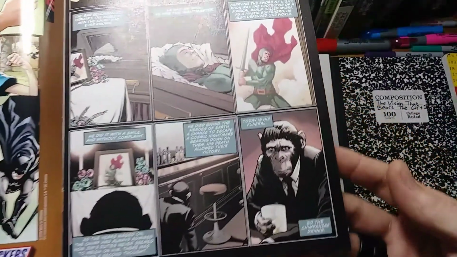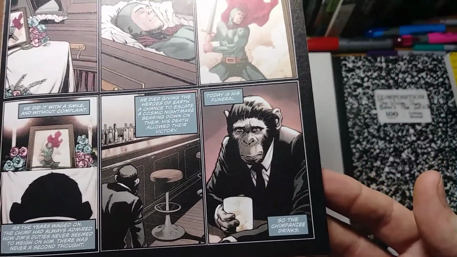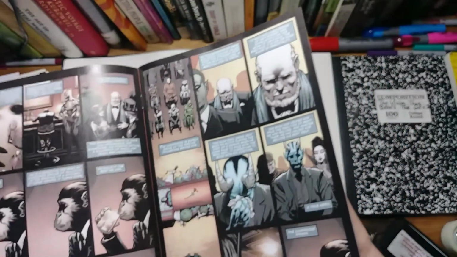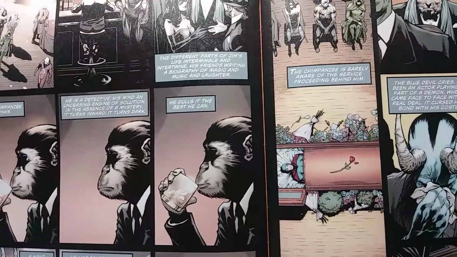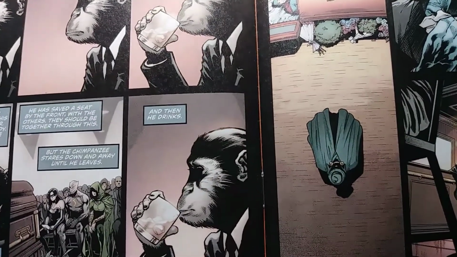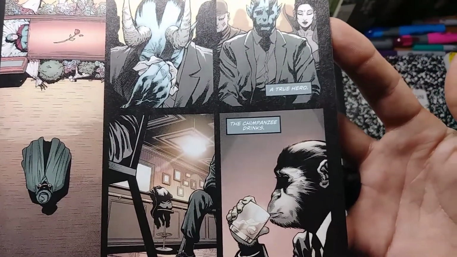And so the chimpanzee drinks. And that's powerful. That's powerful because it's an image that's repeated throughout the book. Consistently, especially in this scene. He dulls it the best he can, and then he drinks. And again, people are consoling him about the death. The chimpanzee drinks.